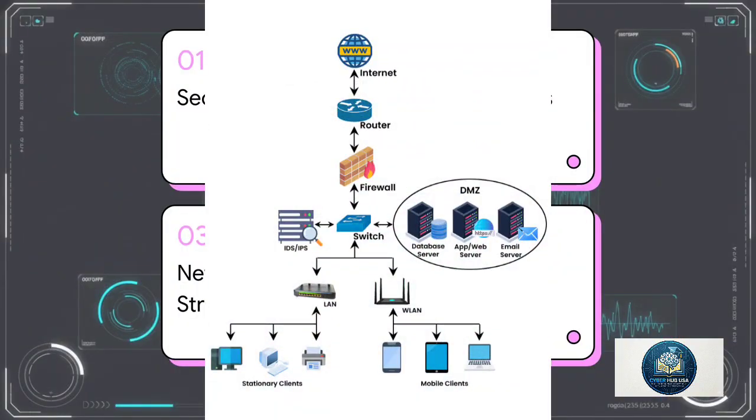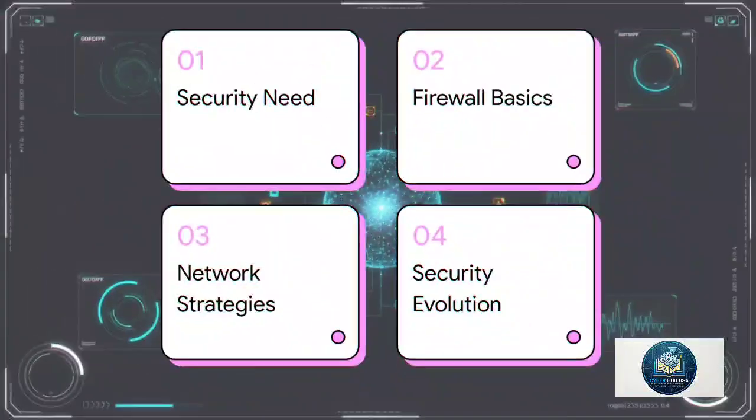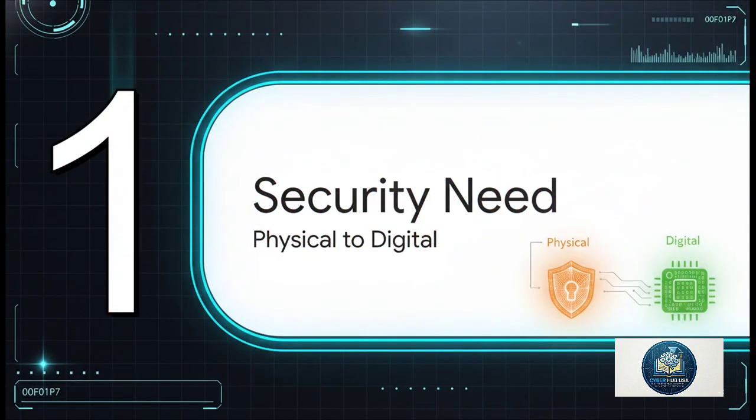Here is our roadmap. First, we've got the basic security need. 2, firewall basics. 3, network strategies. And 4, security evolution. Part 1, security need, moving from the physical to the digital.